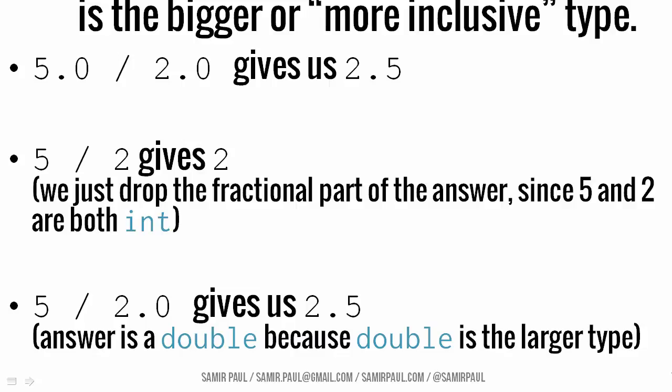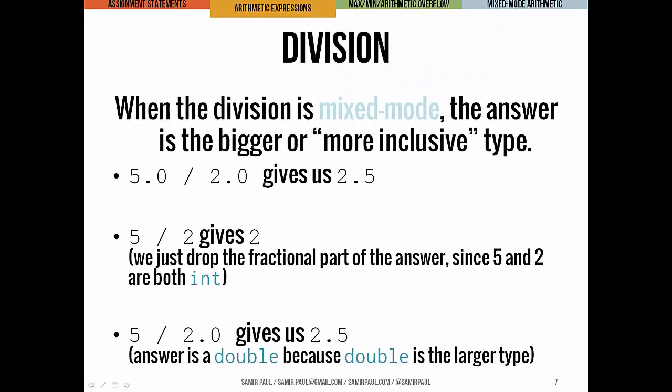So the answer here gets the larger, more inclusive type. Note, it's not about the larger value because 5 is greater than 2.0. Really, it's about what's the larger type. Doubles are larger than ints.